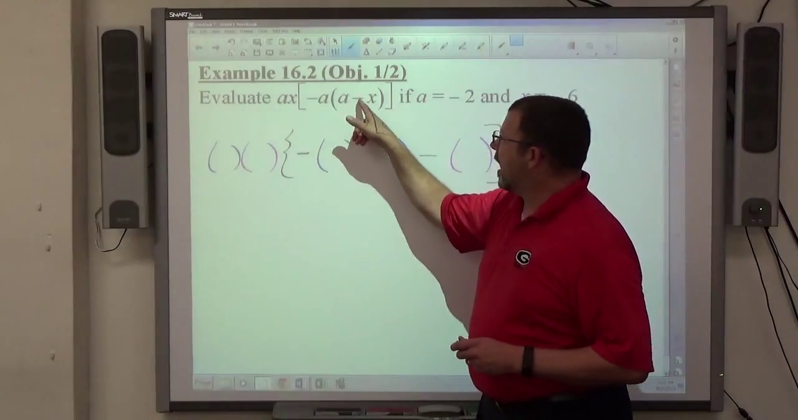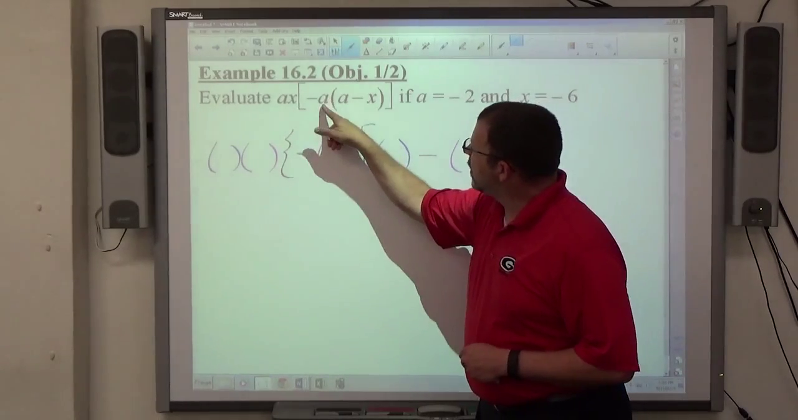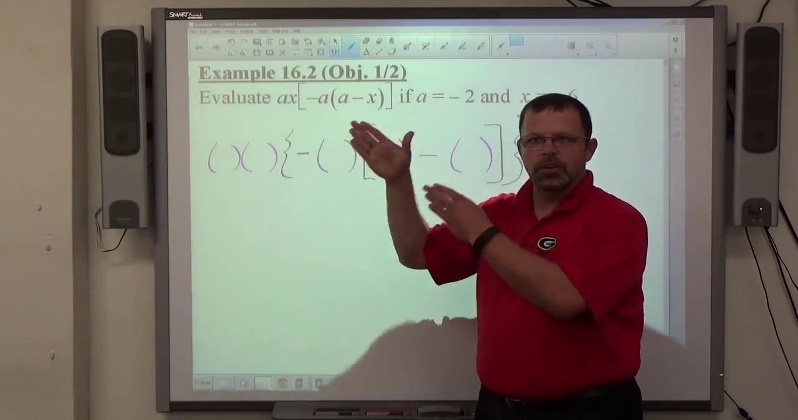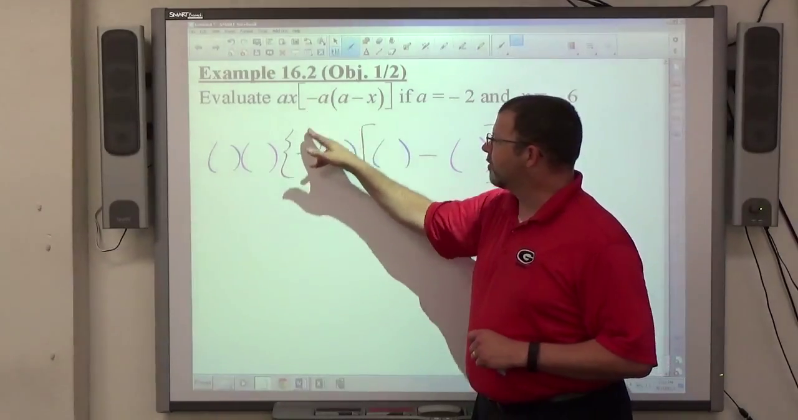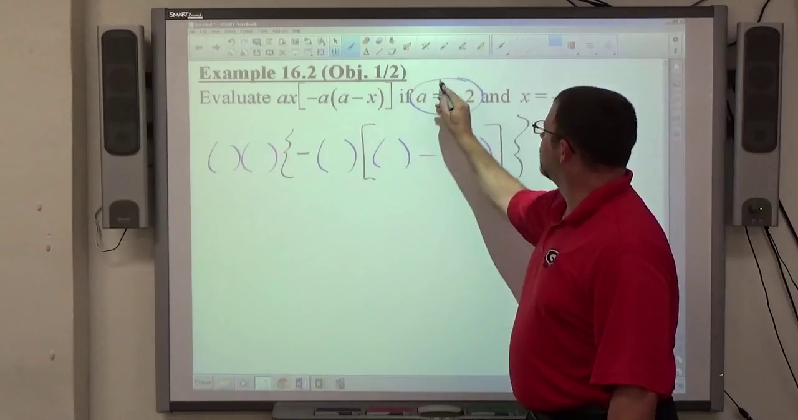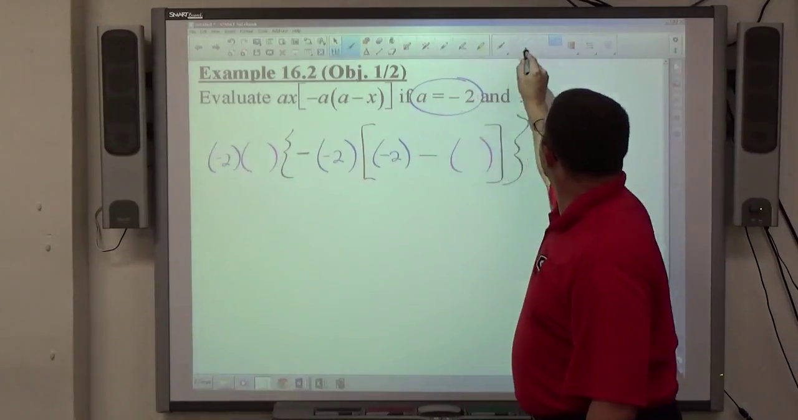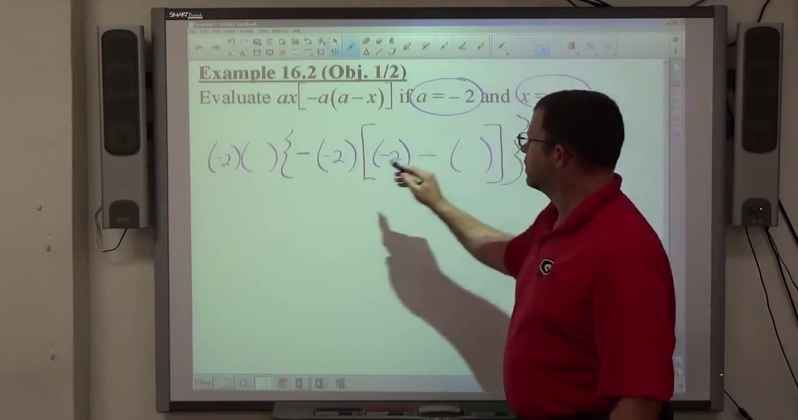This a is being subtracted by x. This parentheses is being subtracted by that parentheses. This a is being multiplied by that because a parentheses is multiplication. The minus sign in front of the a is going to change the sign of that object. Okay, every a becomes negative 2. And every x becomes negative 6.